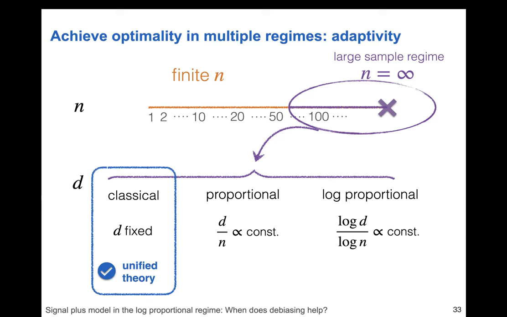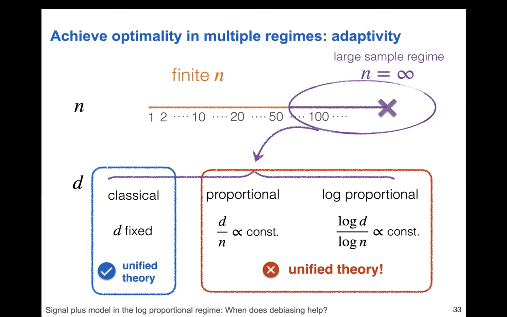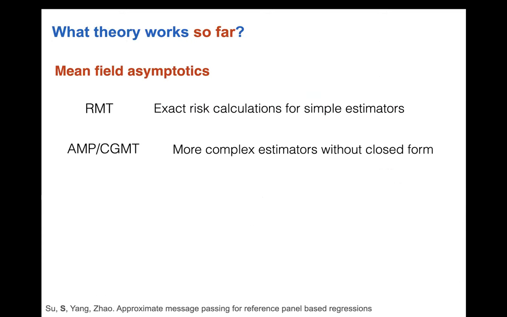For the classical asymptotic regime, we have a unified theory, called empirical process theory, and the foundations for statistical inference are also established in this regime. But in the latter two regimes, the proportional asymptotic regime and the log proportional regime, we don't really have a unified theory. So maybe it's also time to develop a unified theory for these regimes. What currently works are actually very specific to particular models.